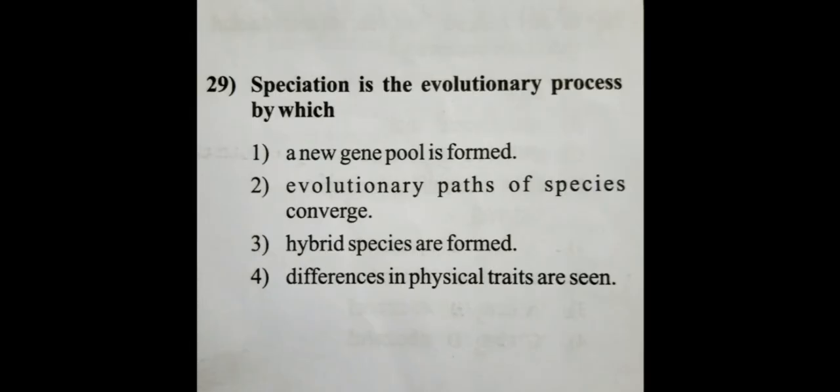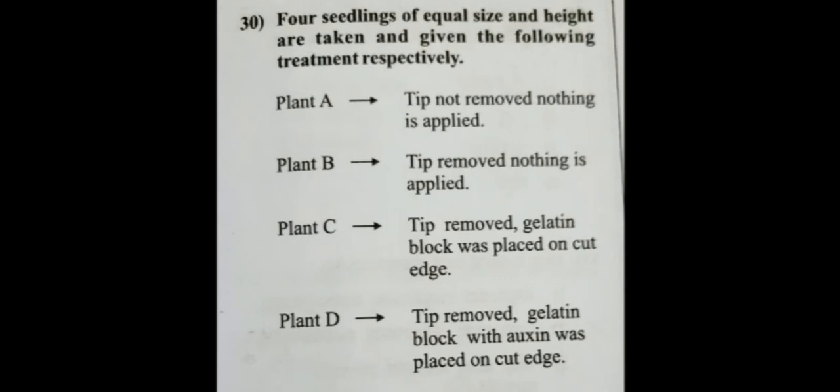Speciation is the evolutionary process by which, first option, a gene pool is formed. Yes, the first option itself is correct, where it leads to new species or new gene pool. Hence, the first is the right reason for bringing up speciation. So, first option is the right answer. Now, 30th is an elaborated question, and usually the elaborated questions will have a very simple concept. Now let me see that.